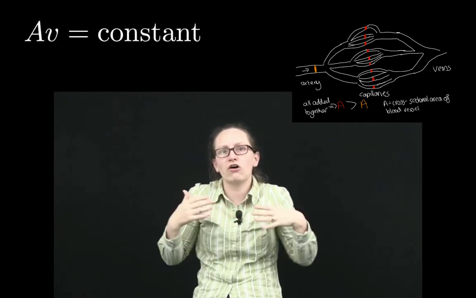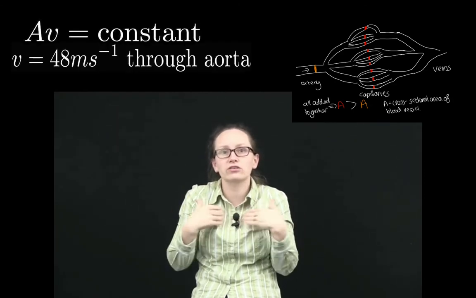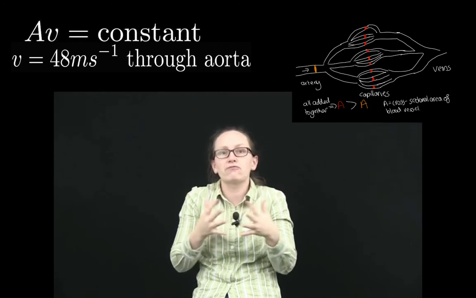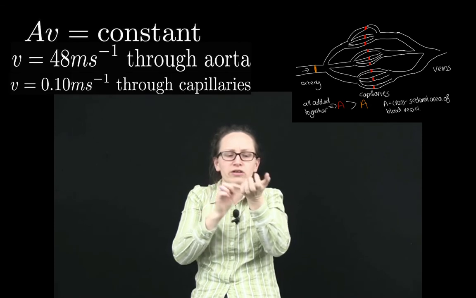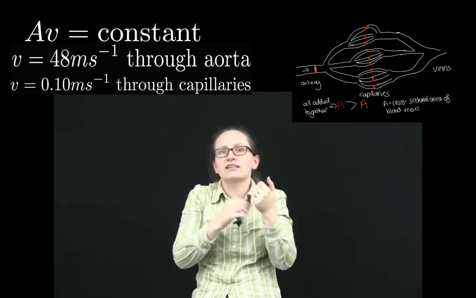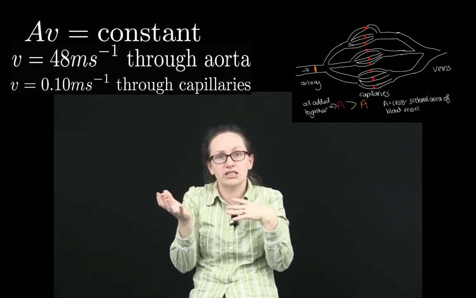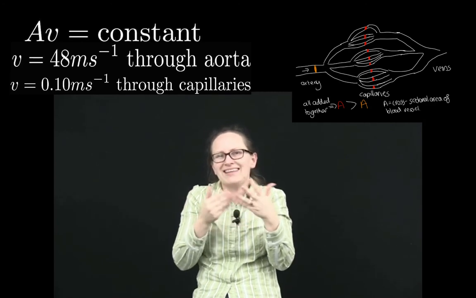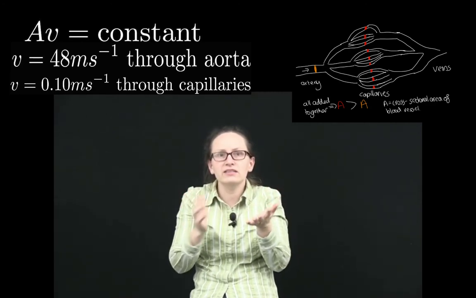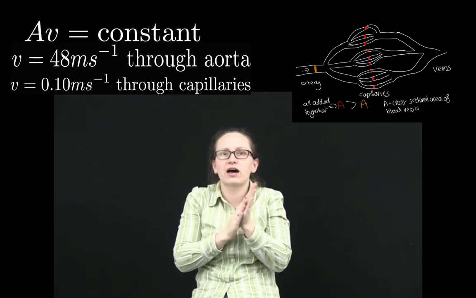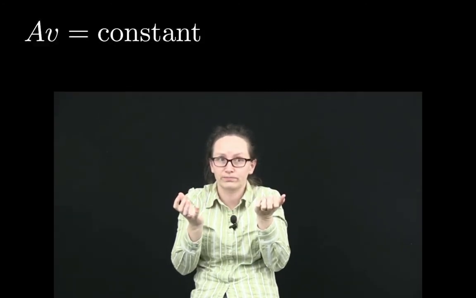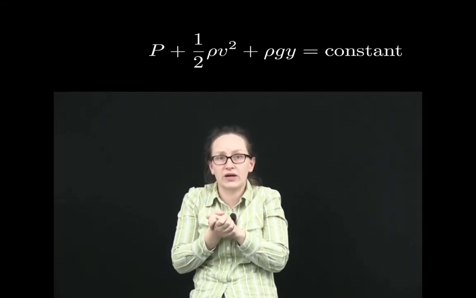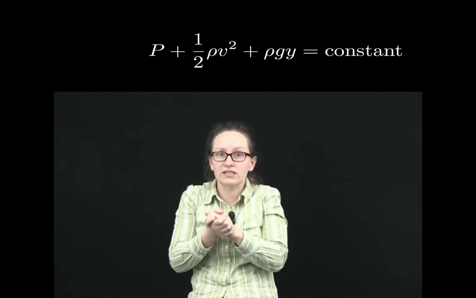So the velocity of blood coming out of your heart through the aorta is about 48 meters per second, whereas the velocity of blood flowing through the fine capillaries is about 0.1 meters per second. You actually need that slow flow of blood through the capillaries to allow time for the oxygen and carbon dioxide to be exchanged. The other formula that we've seen for fluid flow, Bernoulli's equation, is also important.